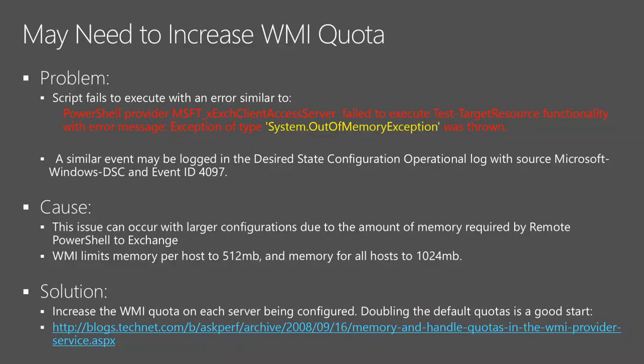The solution to that is to increase the WMI quota. I recommend just starting with doubling that, so take the 512 to 1024 and the 1024 to 2 gigs. The blog there shows a way to do it with a GUI. There's a GUI tool for configuring that, but you have to do it locally on the machines being configured, which is why I have that set WMI quota helper script attached as well.